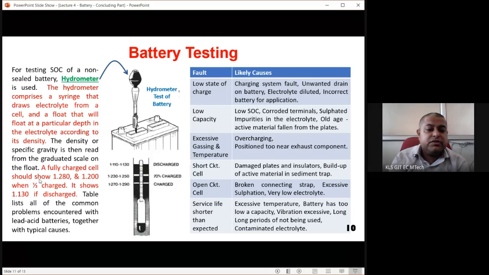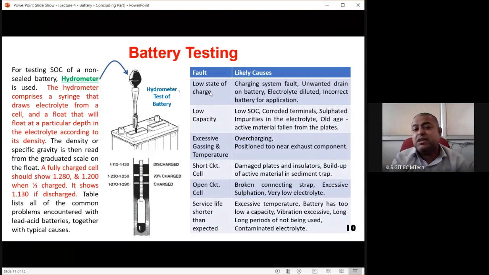A fully charged cell should show 1.270 to 1.290, and a discharged cell will show 1.130. This is a reading in the hydrometer. A list of the common problems encountered with the lead acid battery is shown here. What are the main problems in the case of a lead acid battery? Low state of charge, and the likely causes, are given here.